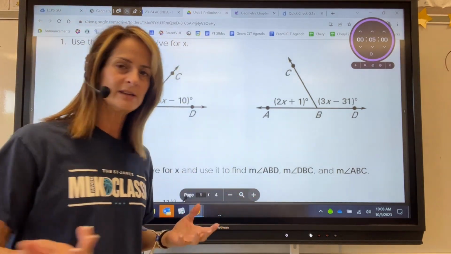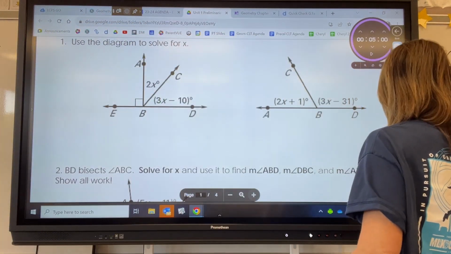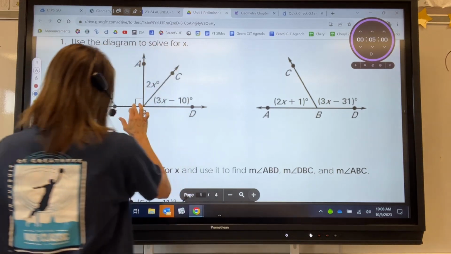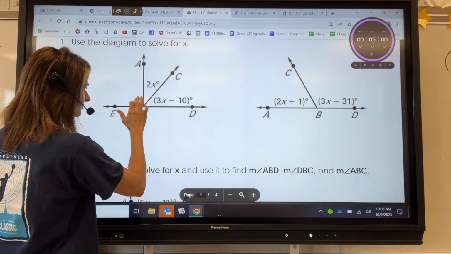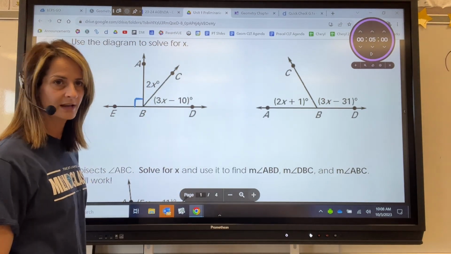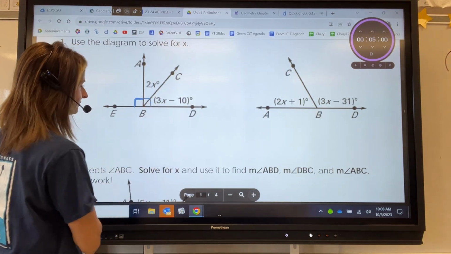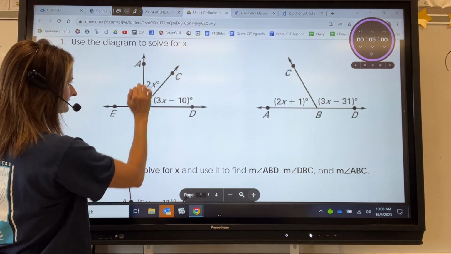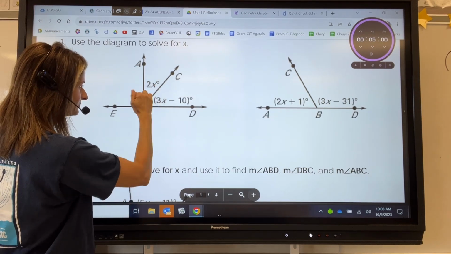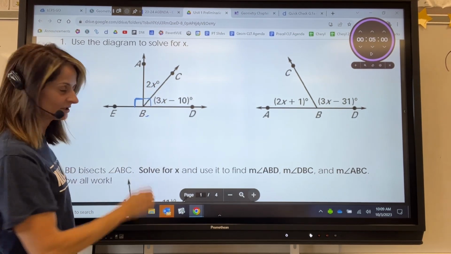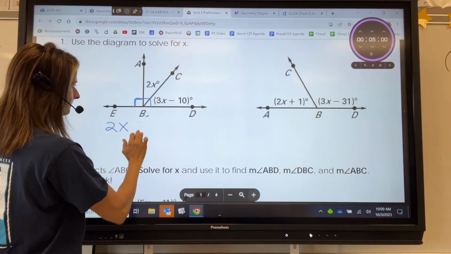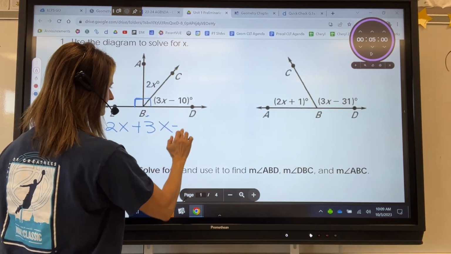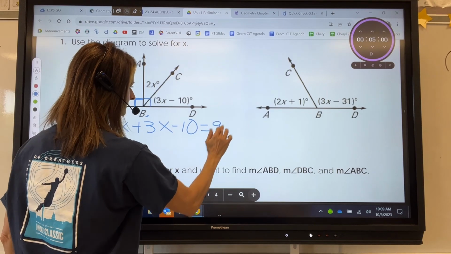There are a couple different ways to look at this, but I think the easiest way is first to see this angle right here. You've been told that's a 90-degree angle. It's a right angle, okay? Which makes this one also 90 degrees because this is a straight line. So that means that these two angles together add up to 90 degrees. And there's your equation: 2x plus 3x minus 10 equals 90 degrees.